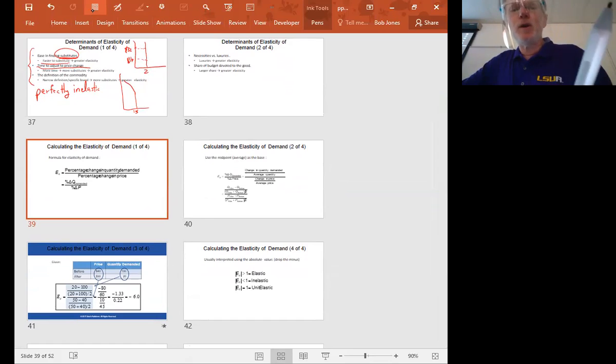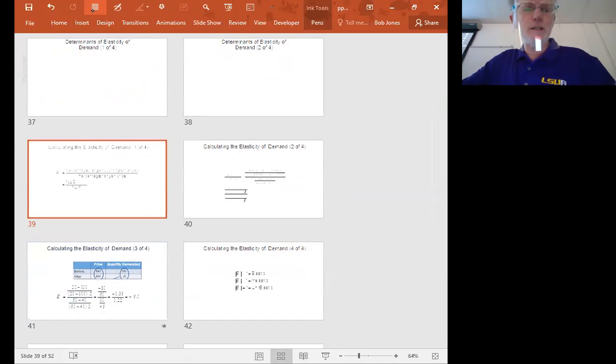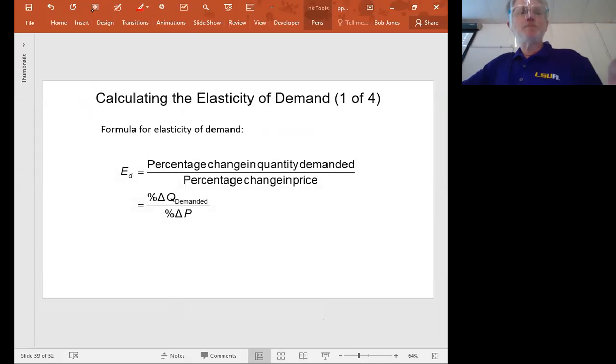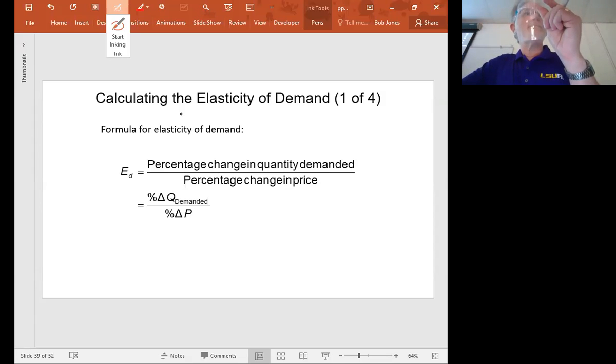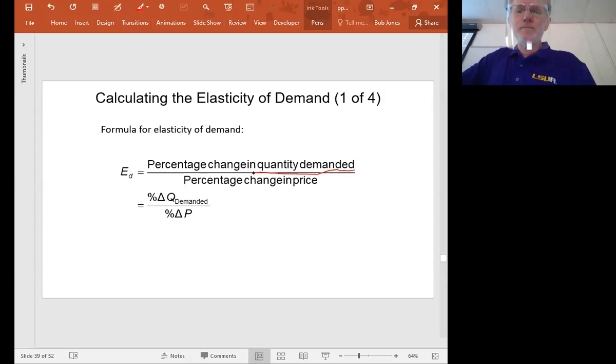Okay, there are two more determinants of elasticity we'll come back to next time. But here's what you want to be thinking about before next time. To calculate the elasticity of demand, we said what it represents. It's how sensitive consumers are to a change in the price. But how do you measure that? Well, elasticity is a ratio. It's giving you the percentage change in the quantity demanded divided by the percentage change in the price, okay? As you see here.